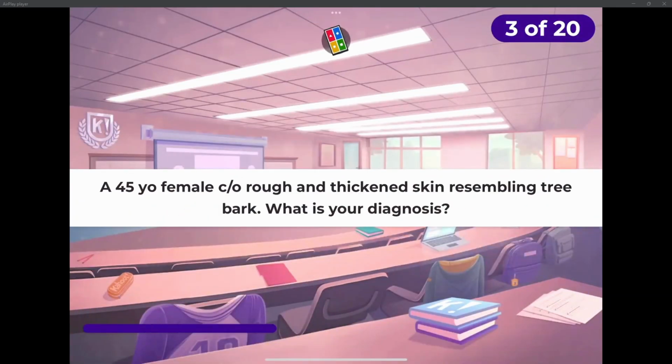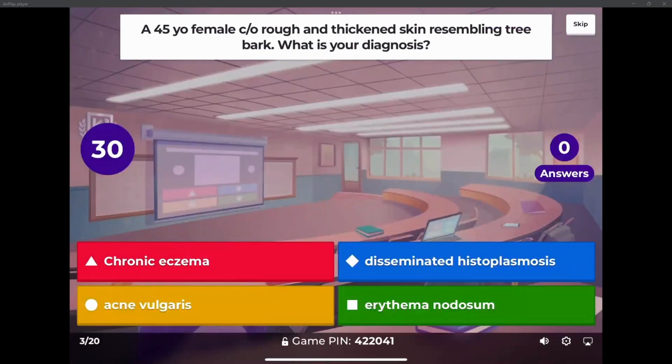Okay, 45-year-old female complaining of rough and thickened skin resembling tree bark. So looking at the answers, yellow, acne vulgaris. Obviously everyone knows what acne is. It does not present as rough, thickened skin, so we know we can get rid of that one.